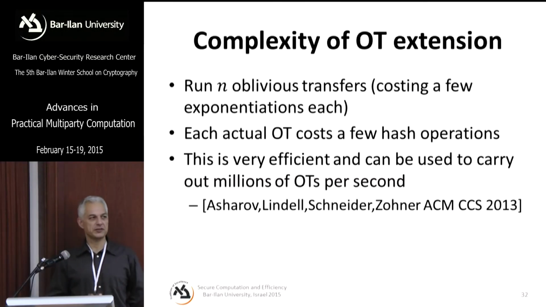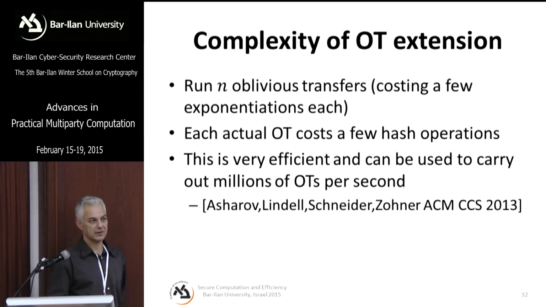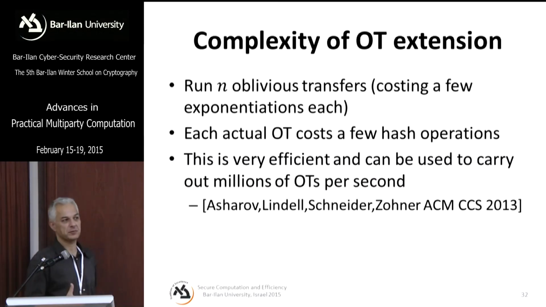Now, how efficient is this thing? It's nice in the sense that they only have to do 128 oblivious transfers, each one of which might cost a few exponentiations, that's about it. And then they could do millions and millions of oblivious transfers using just hash function evaluations. So it's very, very efficient.